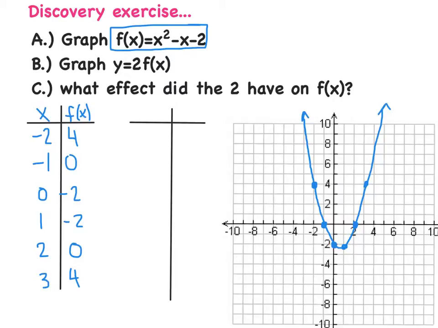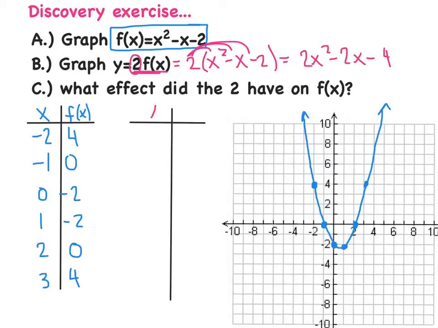Now here's the ultimate question. Here's what we want to ask ourselves. What happens if I multiply f of x by a factor of 2? So in this case, you'll notice that k equals 2. And I'm going to do a little substitution. For f of x, I'm going to substitute the original function, x squared minus x minus 2. And then I'm going to distribute my 2 to all three terms. So the new function is 2x squared minus 2x minus 4.